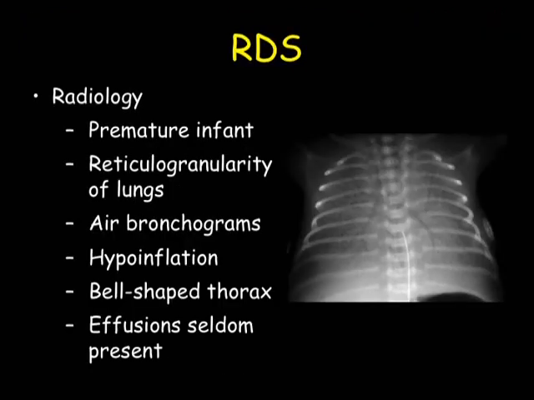So what do you see radiographically? A premature infant who has reticulogranular opacity of the air spaces and normal aerated bronchi. Their lung volumes tend to be low, the thorax bell-shaped, and they do not have pleural effusions. Now, realize that when you are seeing babies' films, you're never seeing an untreated case of respiratory distress syndrome because these babies are all given surfactant in the delivery room now.